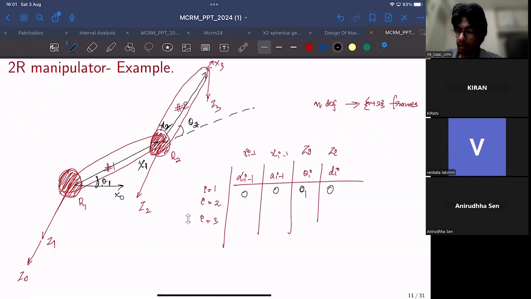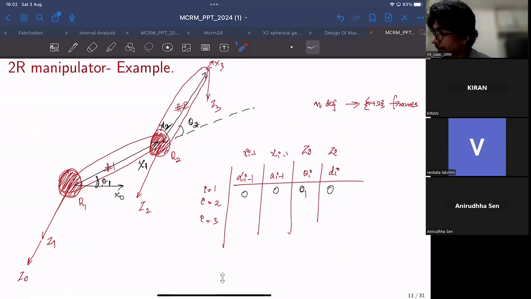Okay, now we have basically identified the transformation between frames 0 and frame 1. Now, what about the transformation between frames 1 and frame 2? This is where we have frame 2, this is where we have frame 1. So what are the DH parameters corresponding to the transformation between frames 1 and 2? Okay, again, the first is the rotation about Z1 to make Z2 and Z1 align.